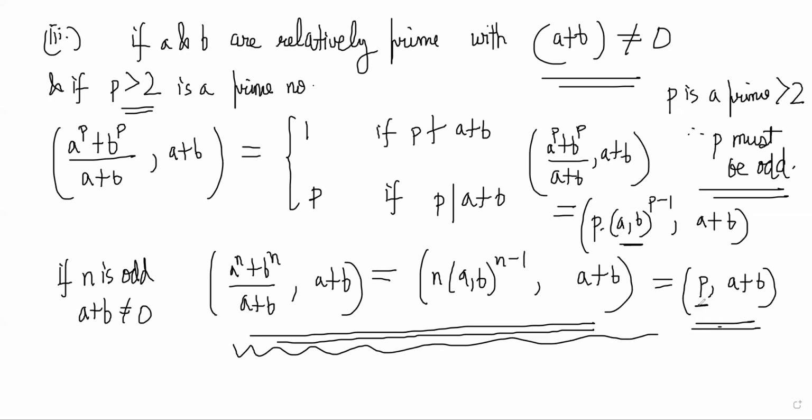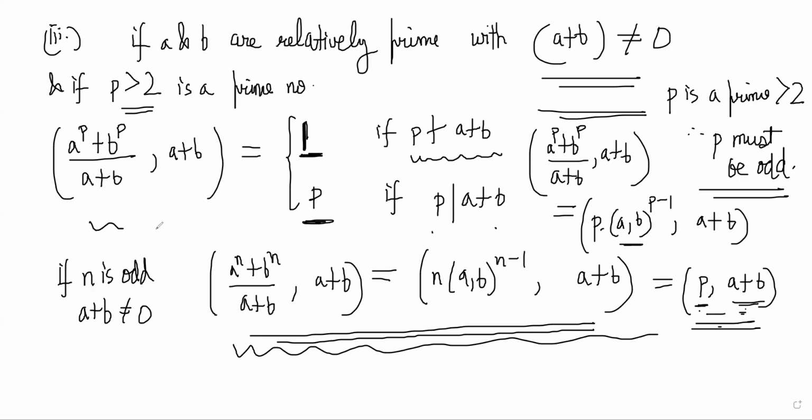Now P was a prime, so this GCD is equal to the GCD of P, a prime number, and A plus B. So it is equal to 1 if P does not divide A plus B. If P is a prime number like 3 and A plus B is 8, 3 does not divide 8, then the GCD of these two will be relatively prime and equal to 1. And if P divides A plus B, then the GCD will be P. So basically extending the previous case for n equal to a prime greater than 2, which means n equal to P, an odd number, we get this conclusion.